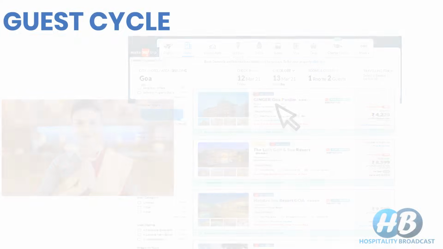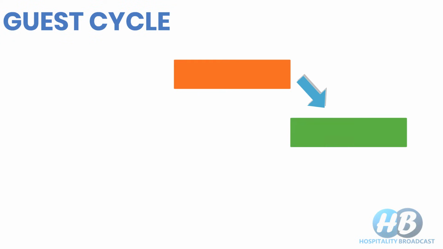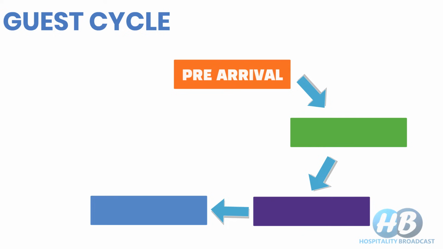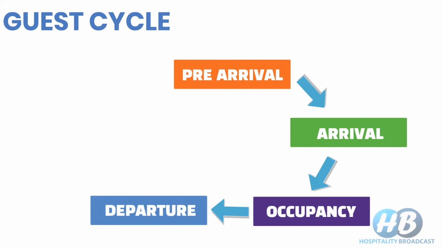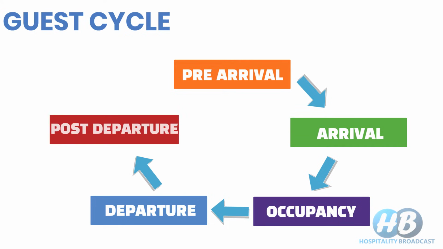Many books suggest that the guest cycle goes through 4 major stages. These are pre-arrival, arrival, occupancy and departure. But I would say there is one more stage to complete this cycle called post-departure.